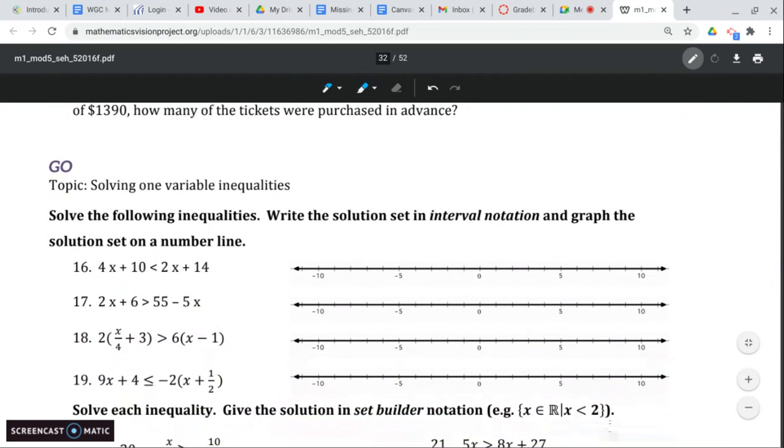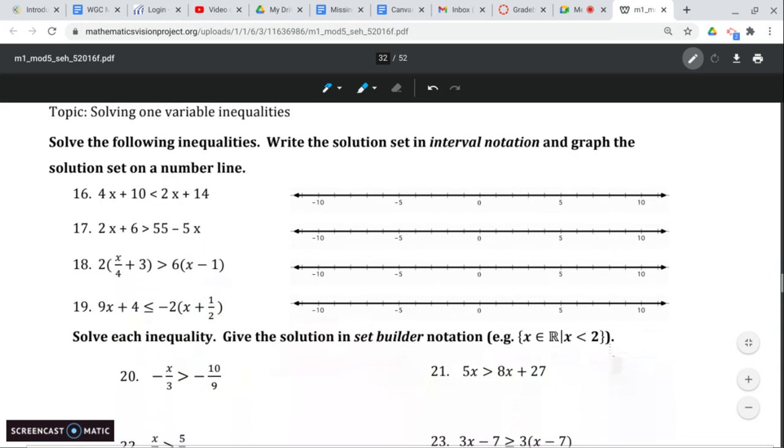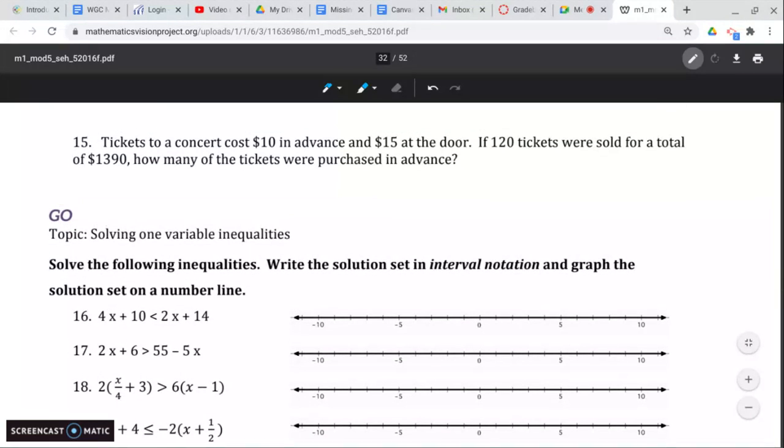And then the next section, solving one variable inequalities. So solve the following inequalities, write the solution set in interval notation, and graph the solution set on a number line. So we are going to take a look at number 16, and I'm going to come up here and use some of the space. So first thing we have to do is take and solve this.